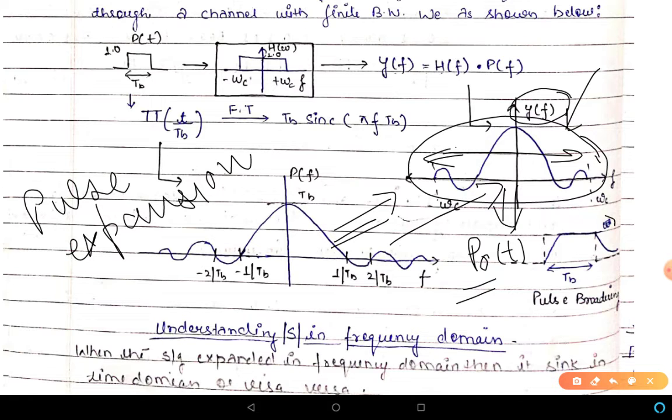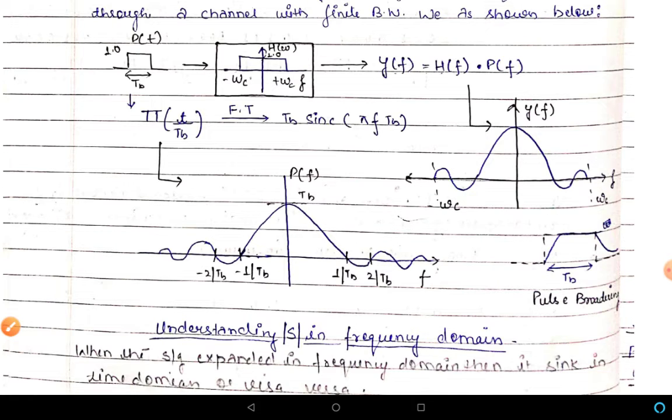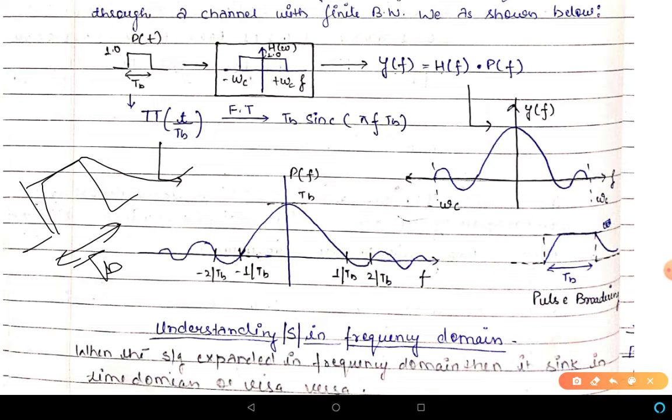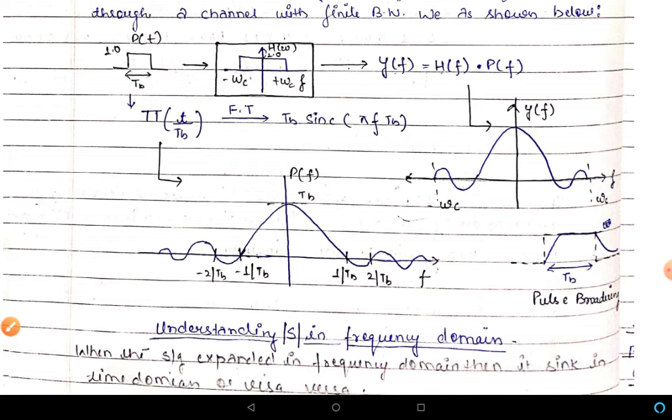Pulse expansion is shown here. In other words, the pulse which was supposed to be of this duration will expand. So this was the duration for which the pulse was supposed to be there. However, this pulse is expanded into this duration, which is supposed to be the duration for some other pulse. This causes expansion in the pulse, and expansion causes something which is called ISI.